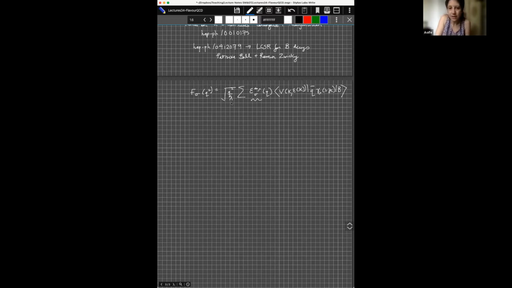So a reference for this would be, and in particular, the appendix, where this is all explained in detail.